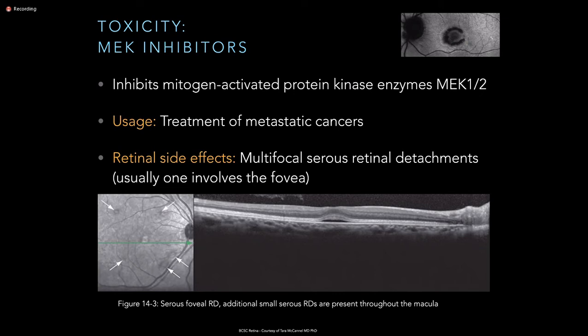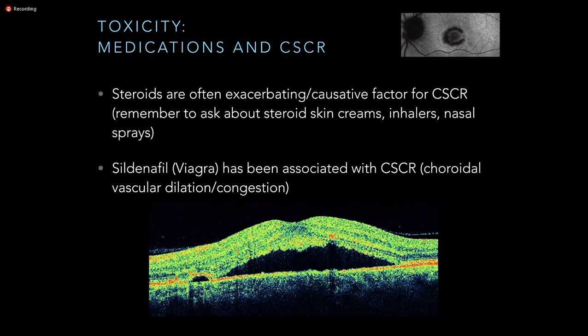This is somewhat similar to CSR, central serous retinopathy. Of course, we think of steroids in CSR, and steroids are often an exacerbating or a causative factor for CSR. And patients who present with a serous retinal or foveal detachment, always ask about steroids. Ask about other things besides oral. Ask about steroid skin creams, inhalers, and nasal sprays, because oftentimes patients will have a history of previous use, if not using them at the present time. Sildenafil, we'll talk about a bit later on, but it's been linked with CSCR as well. And this is because of the choroidal vascular dilation and congestion it can cause.